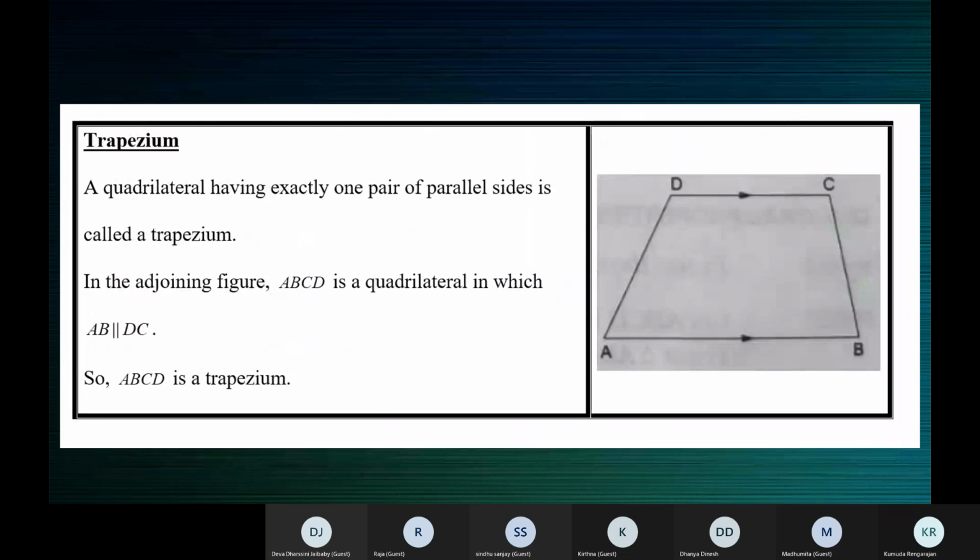Okay. Now look at the definition of a trapezium. What is a trapezium? A quadrilateral having exactly one pair of parallel sides is called a trapezium. You can remove that word exactly. A quadrilateral having one pair of parallel sides is called a trapezium. Remove that word exactly from there.